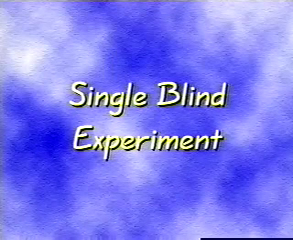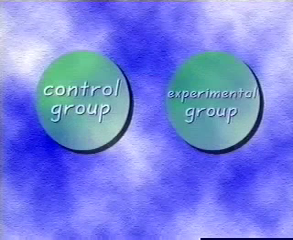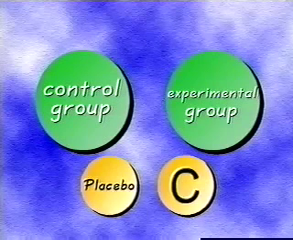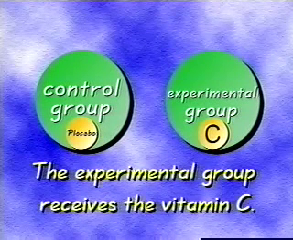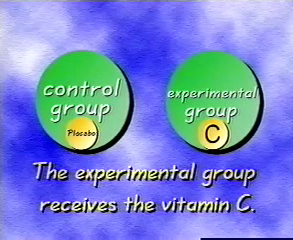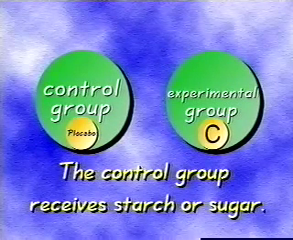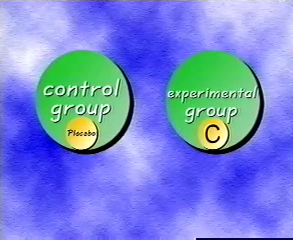To combat this reaction, researchers may do what is known as a single-blind experiment. Here's how it would work in our vitamin C example. A pill that looks and tastes identical is given to each group. The experimental group receives the pill containing vitamin C, and the control group takes a pill containing only starch or sugar. Only the researchers would know which group received the vitamin C.